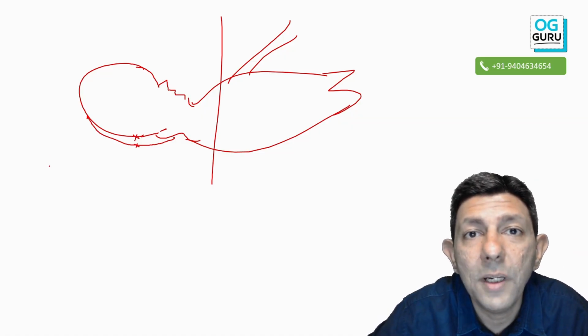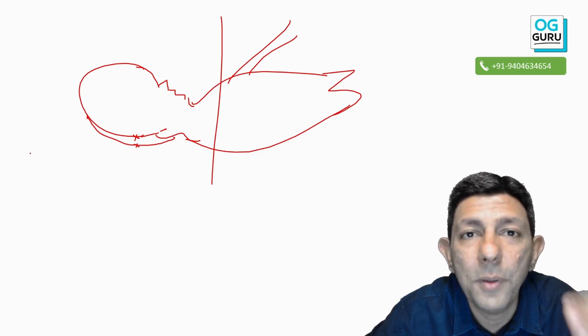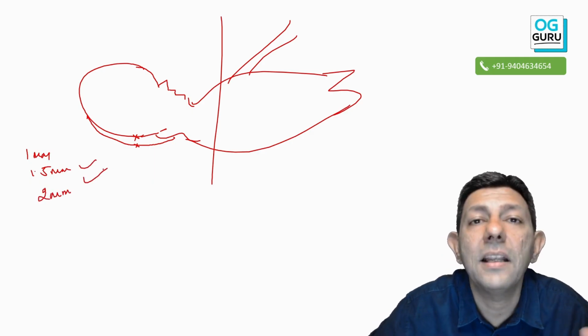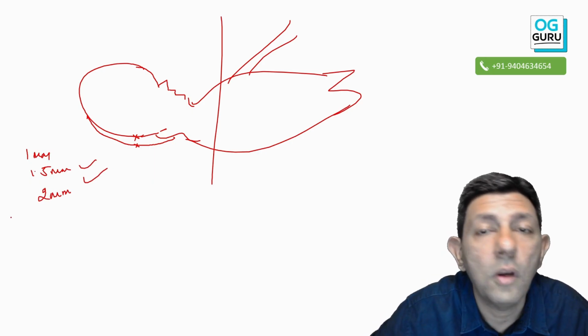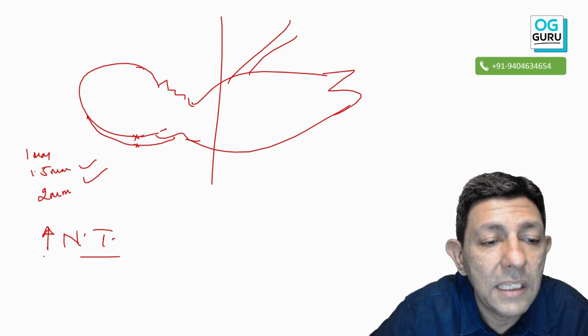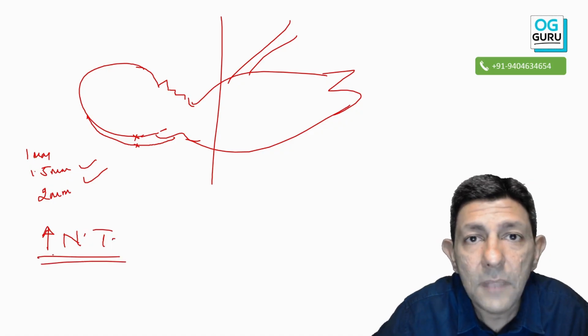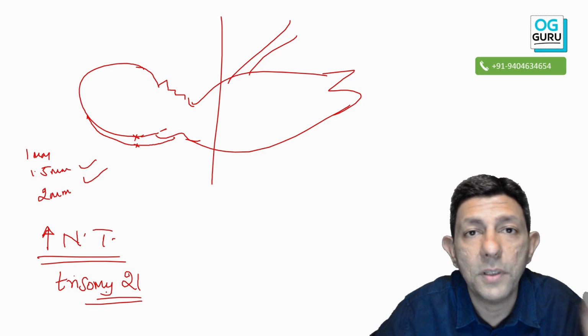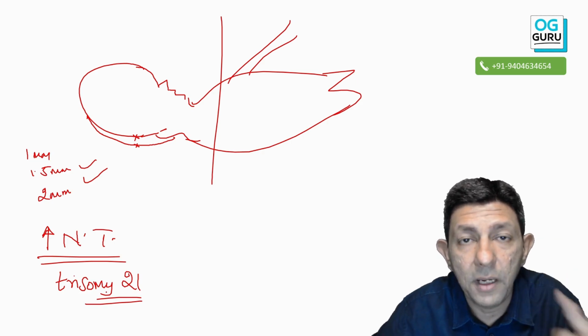And how much should it be? Yes, please understand, it should be 1 millimeter, 1.5 millimeter, 2 millimeter, all that is normal. Is it understood to all of you? Why? Because increased NT, increased nuchal translucency, is a marker for trisomy 21 or Down syndrome. It's a soft tissue marker. It's not confirmatory, it's a marker.